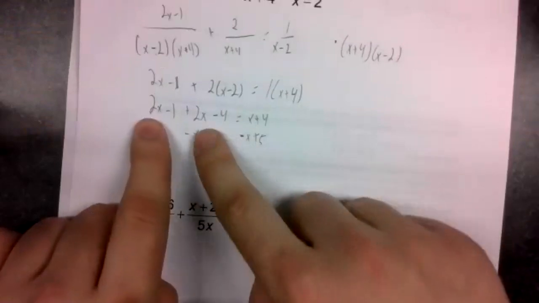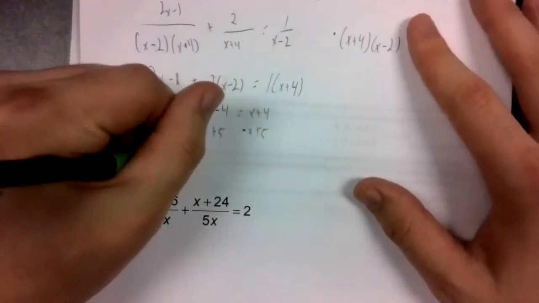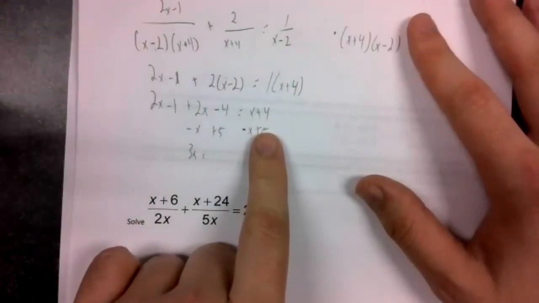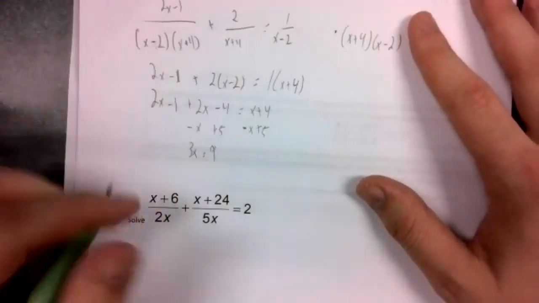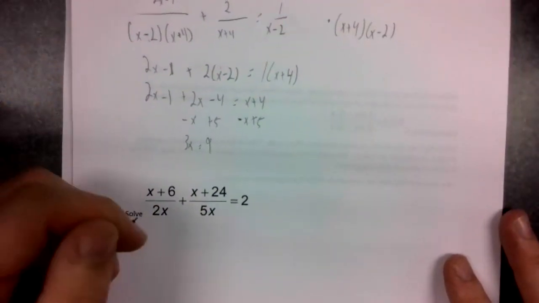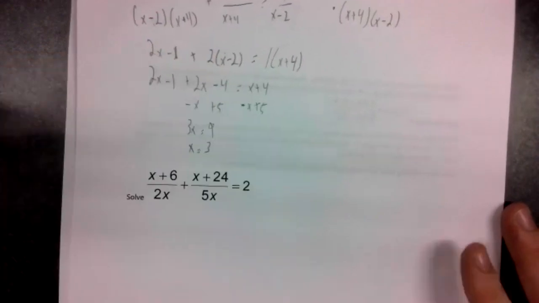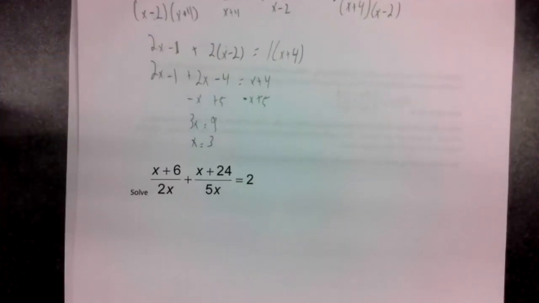Right, so if we see we have 2x plus 2x, which is 4, minus x, we get 3x on the left. And on the right, 4 plus 5 is 9. And then finally, to simplify that, we just divide by 3 on both sides. Divide by 3, we get x equals 3. Okay, simple enough.